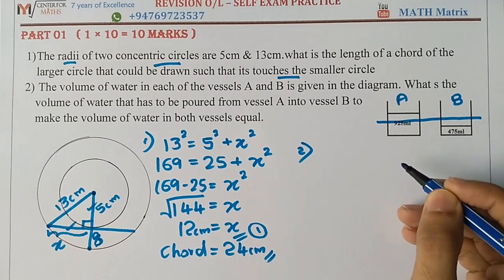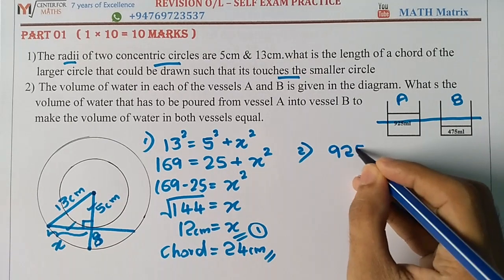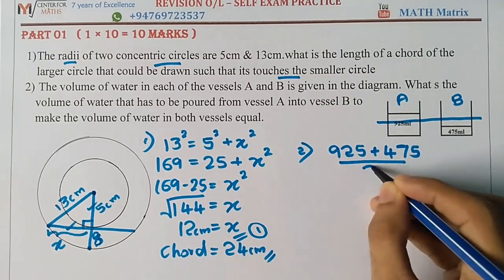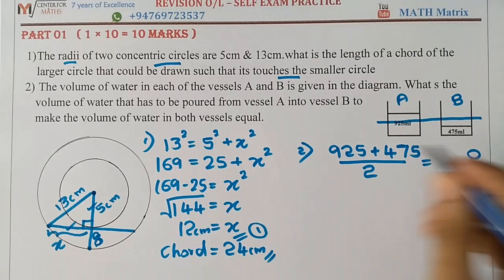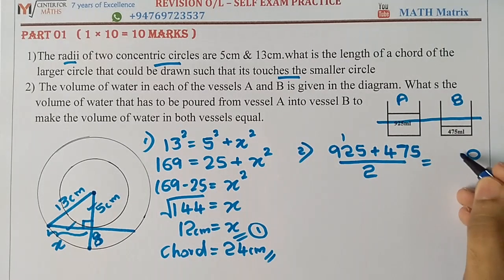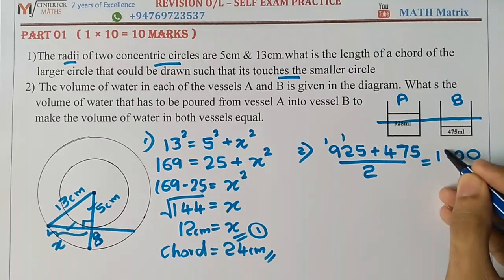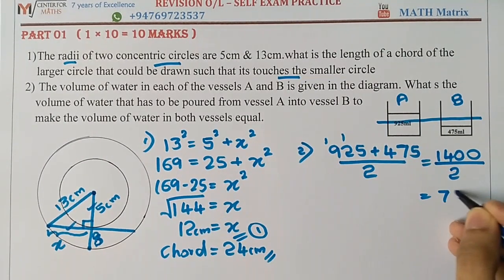For that, what we have to do? We just have to find the mid value of 925 and 475. So we'll add them both and divide by 2, then we'll get the mid value. 5 plus 5, it's 10. 1 is remaining. 1 plus 2, 3 plus 7 is 10 again. 1 remaining. 1 plus 1, 9, 10. 10 plus 4 is 14. And now we have to divide this by 2. Then there will be 700.